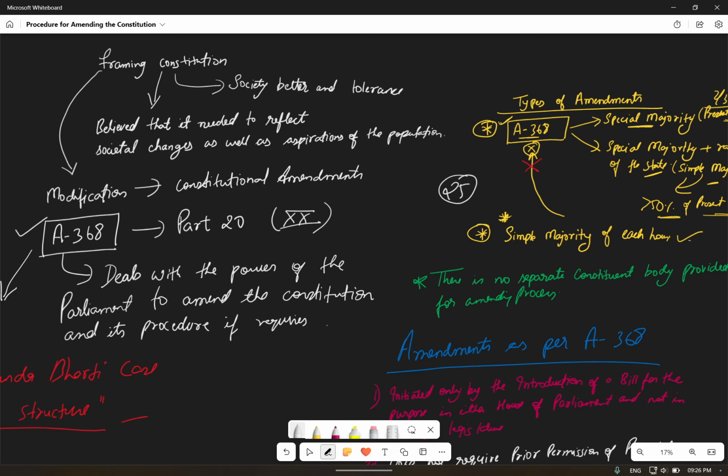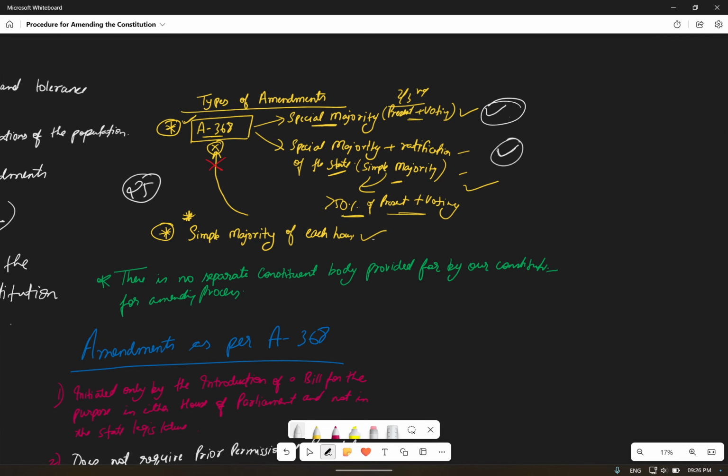Generally, if the amendment is not required under article 368, the amendment can be done through a simple majority also, like we have seen with the amendment of schedule names and all. That can be done through a simple majority, and it will not be considered under article 368. That is a separate one.